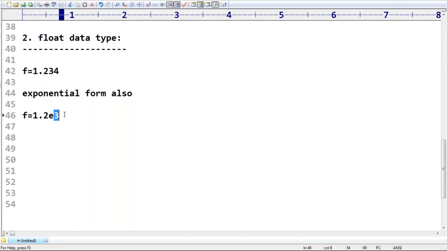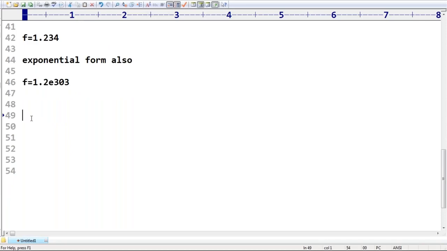Remember 1.2E303. Are you getting E303? I'm taking 1.2 into 10 power 303. Can you please assume 1.2 followed by 0 0 0 0 0 and so on. So 300 zeros we are not required to write. Just add E303. Okay. So within less space only we can represent bigger values. Such a type of support is there.